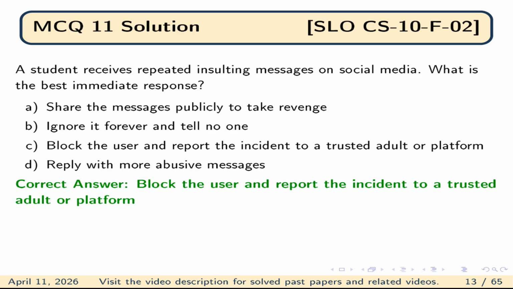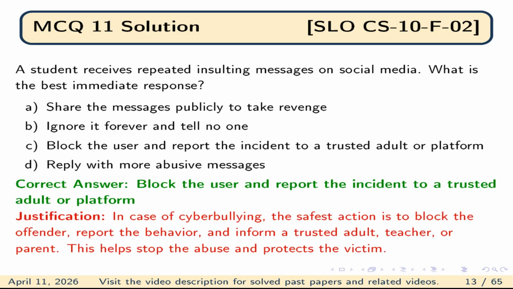The correct option is block the user and report the incident to a trusted adult or platform. Because in case of cyberbullying, हम इसको cyberbullying कहते हैं इस प्रोसेस को, इस केस को. The safest action is to block the offender, report the behavior, and inform a trusted adult, teacher, or parent. This helps stop the abuse and protects the victim.